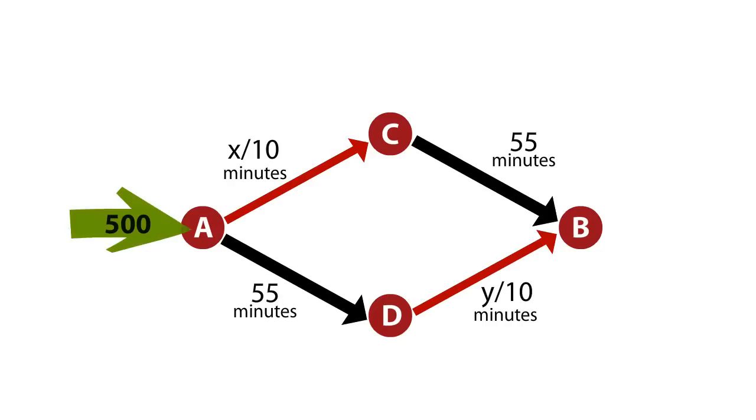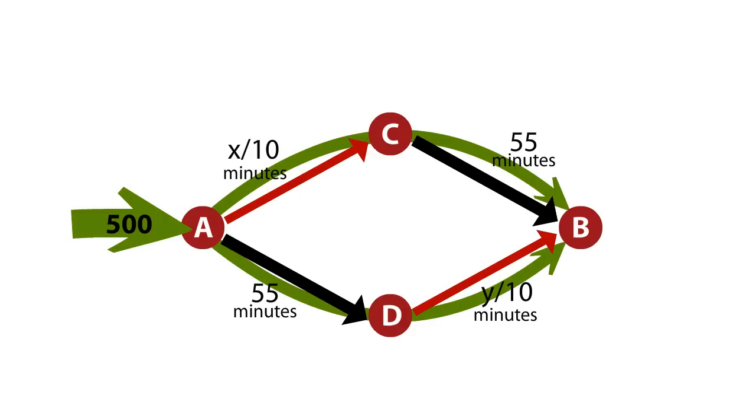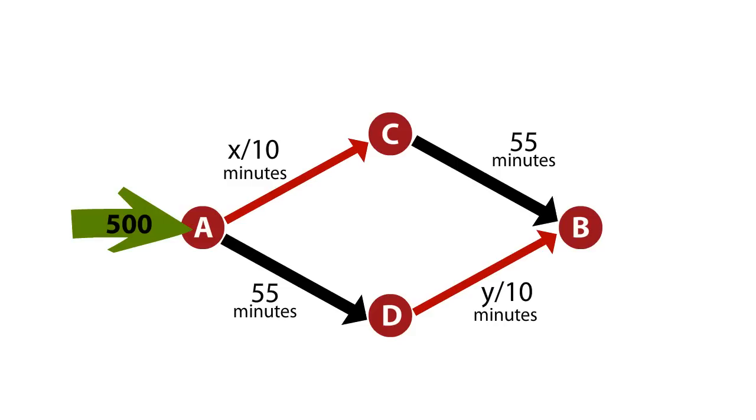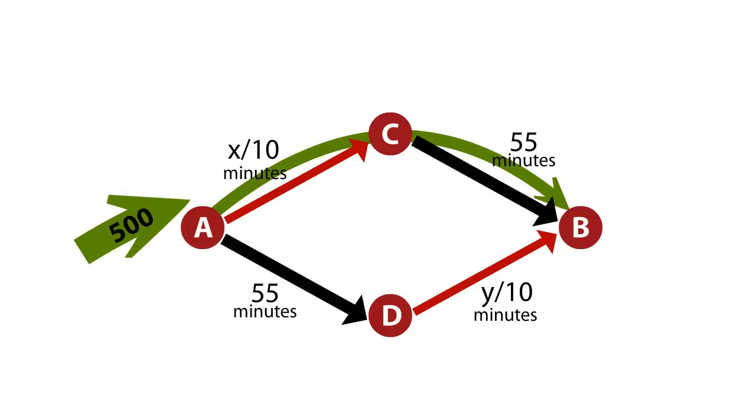So let's think of maybe 500 travelers that each want to go from A to B, and they all stand at A and wonder which way to drive. Let's start with some very simple examples. For example, they could all choose to go through C. Every single one of them might go A to C to B. If they do that, then X, the number of travelers from A to C, becomes 500, and the travel time on the A to C edge becomes 50 minutes. So a total of 50 minutes for one edge and 55 minutes for the second edge. That's a total of 105 minutes.